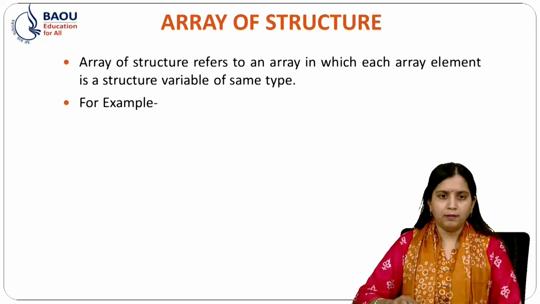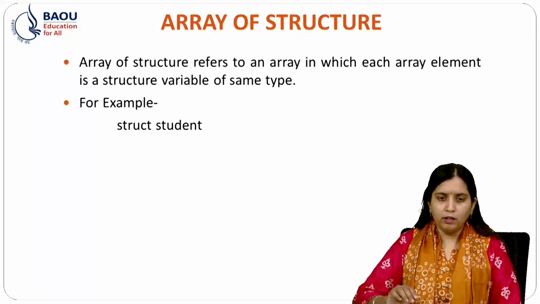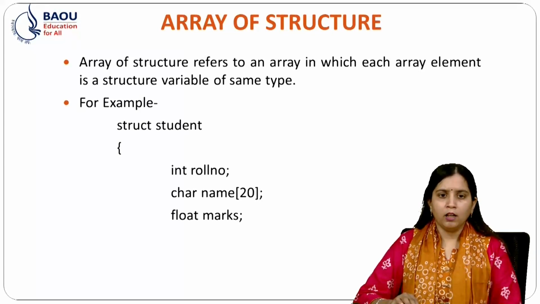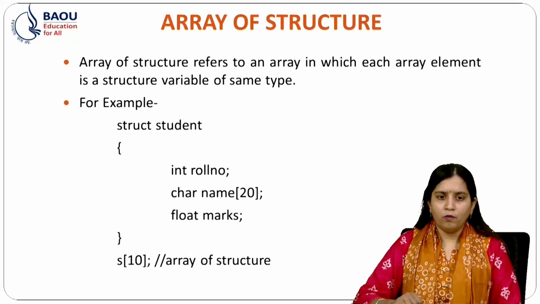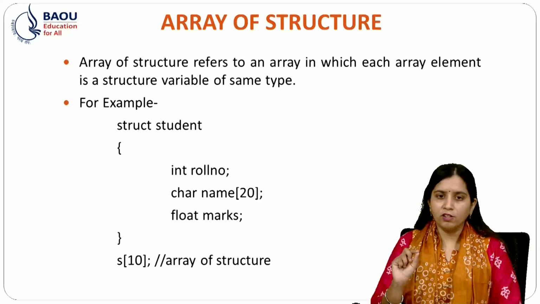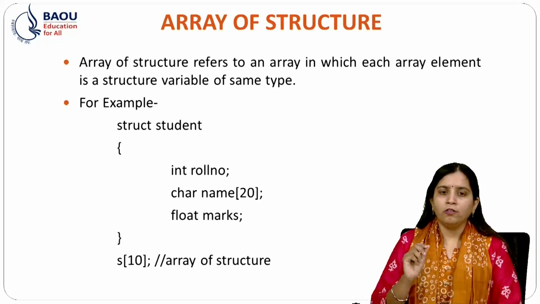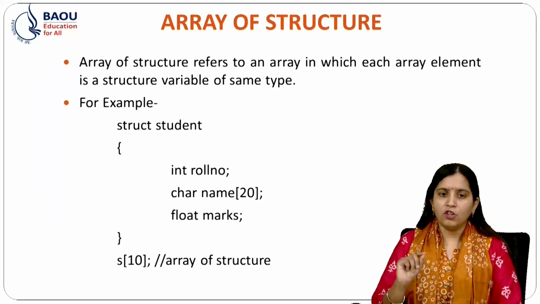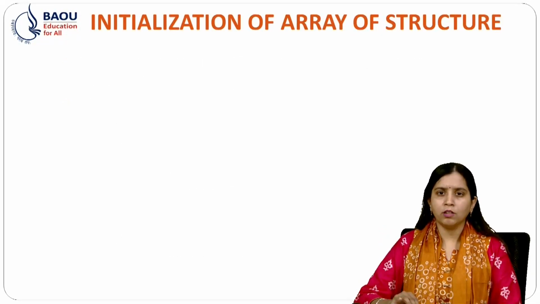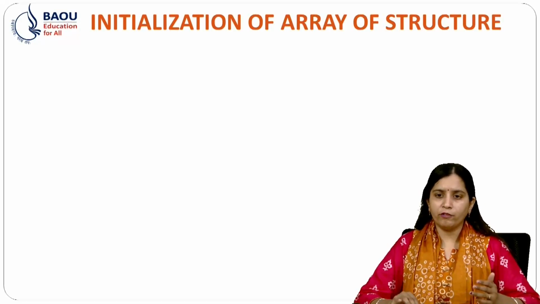For example, student, int roll number, char name 20 and float marks. What I have done is taken the size as 10. So what is this array of a structure? We have one variable named s of student structure which has 10 students in it. So let's see how we will initialize array of structure in C++.